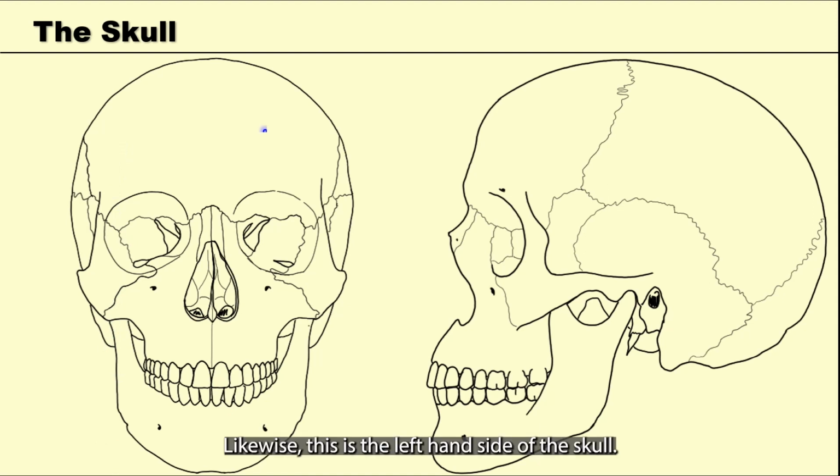Likewise, this is the left-hand side of the skull. On this image to the right, we have a lateral perspective of the skull. That means we are looking at the skull from the side. This side of the skull is the anterior side, and this is the posterior side. So this is the front of the skull, and this is the back.